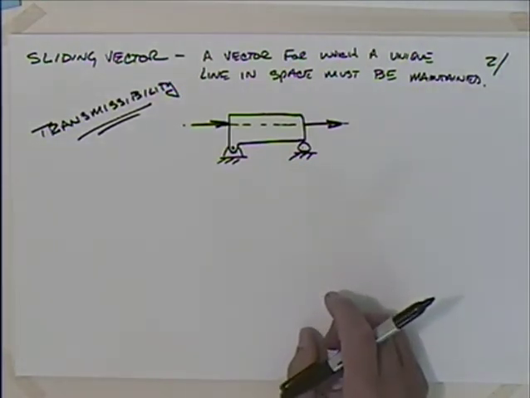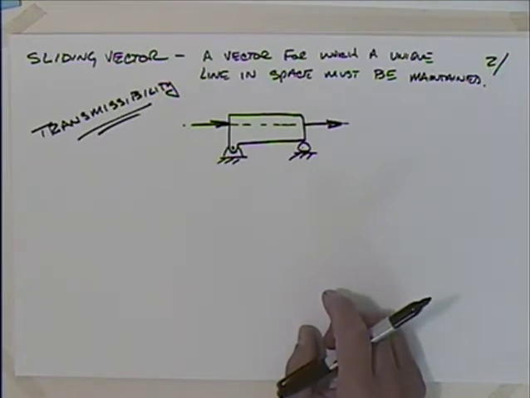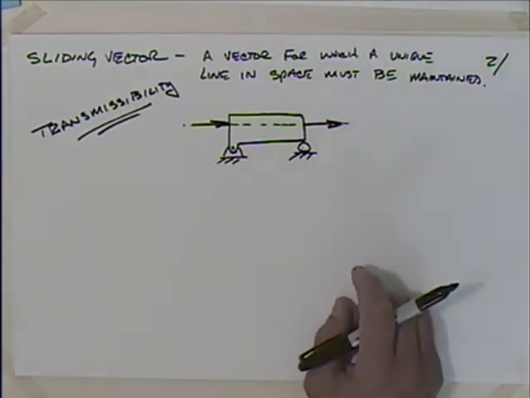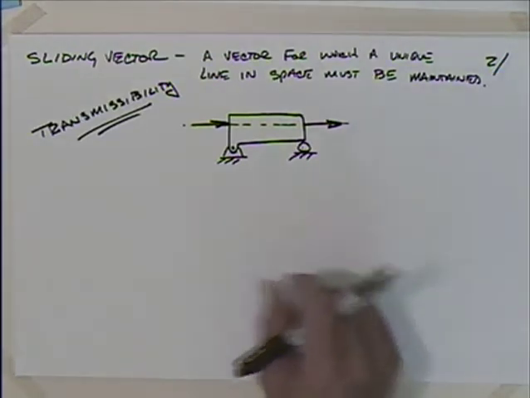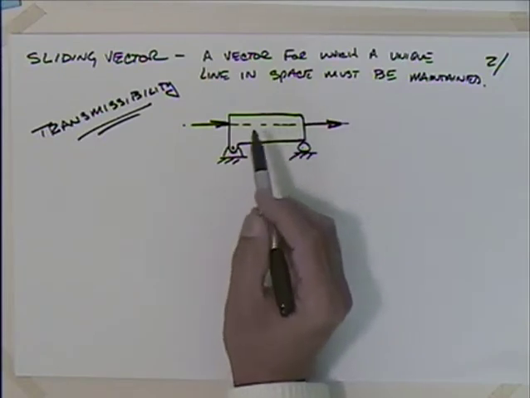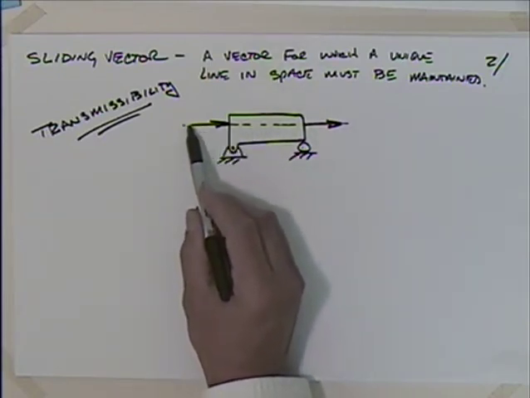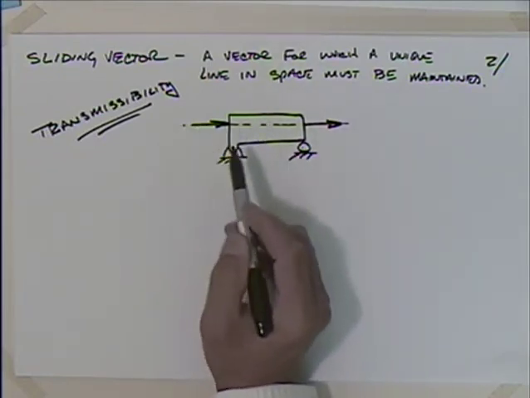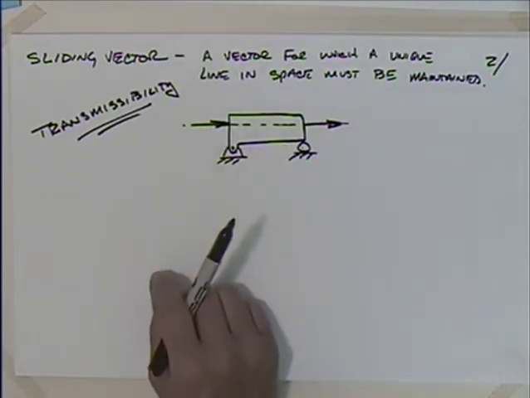A little bit like if your car runs out of gas. Whether you push on the back of it or pull on the front of it, you will probably cause the same reaction. So it only has to maintain this line in space, and this is the concept of transmissibility.